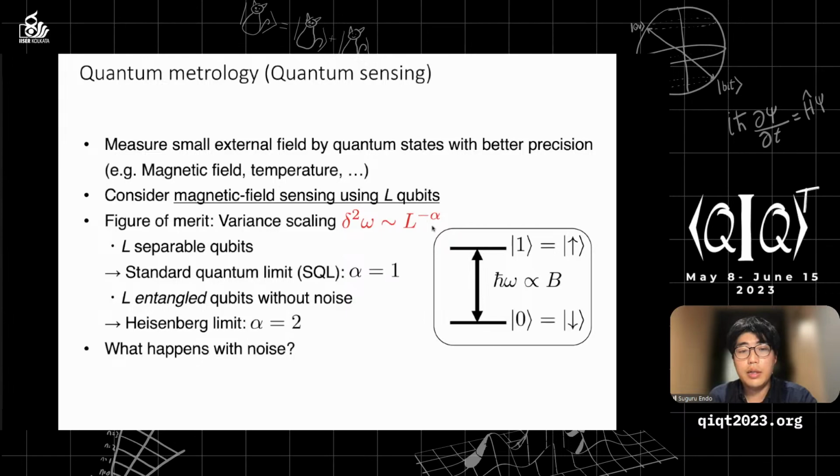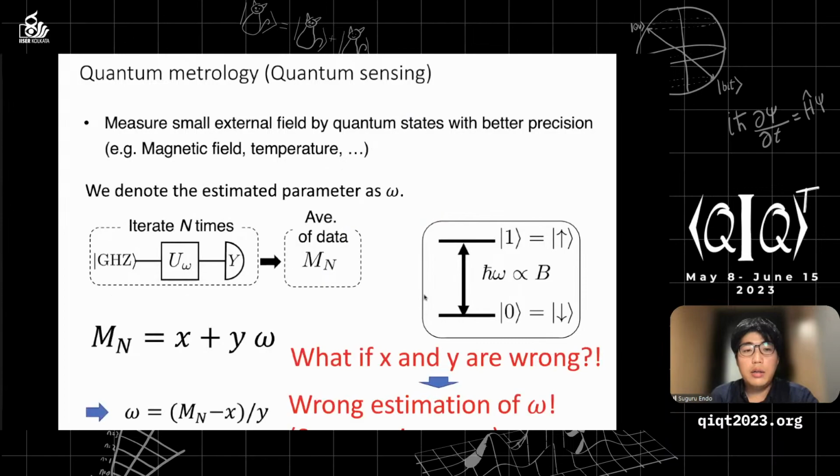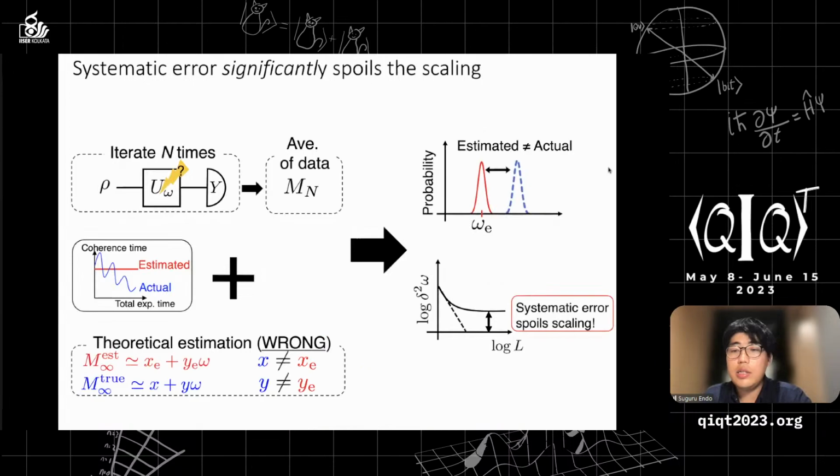But in the presence of noise, there is a discrepancy between the theoretical prediction and what is happening in the experiments. In that case, the theoretical prediction becomes wrong, X and Y become different, and that gives a wrong estimation of the parameter. That is called systematic error. Our strategy is that we should apply error mitigation in that case.